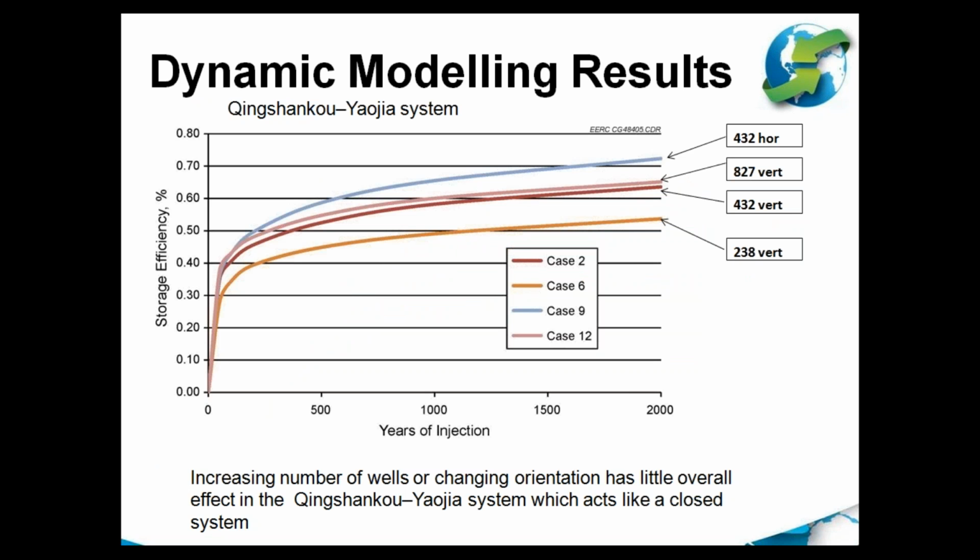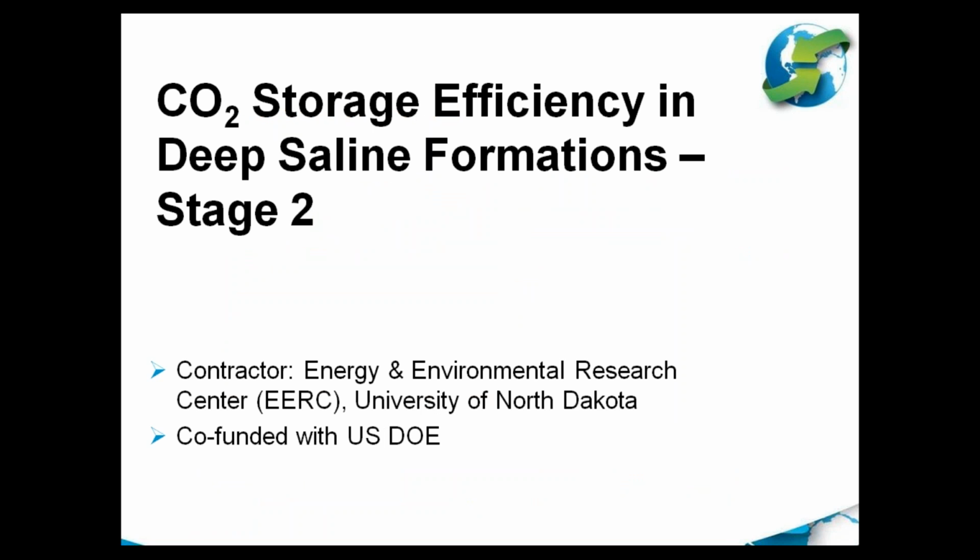Again, this is the same pattern, except the difference between the different wells in the Chinese formations is even less. There is even a less distinct difference between the smallest number of wells and the largest number. And again, what this reflects is the type of geological formation and the storage efficiency. So let's now move to stage two.